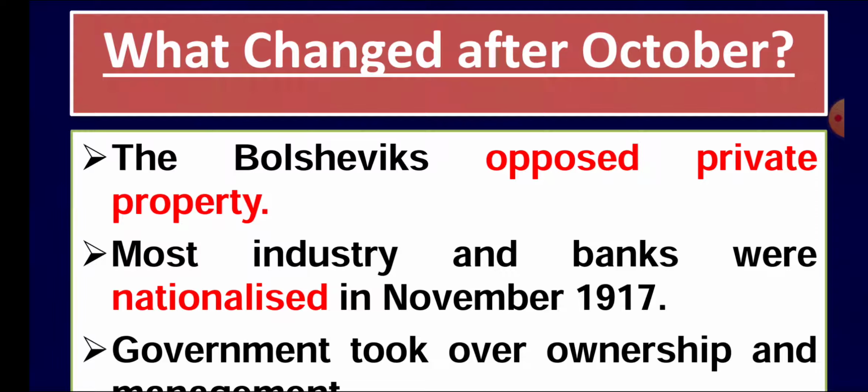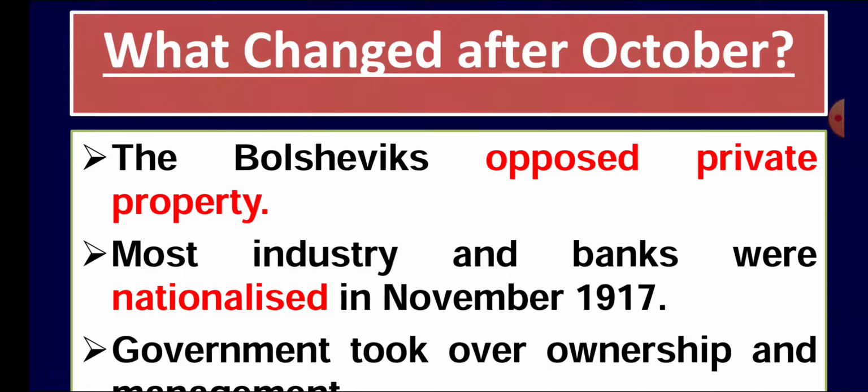Here we have one important slide. What changed after October? This is very important from the examination point of view. What were the consequences of the Russian Revolution, or what were the aftermaths of the Russian Revolution? What were the results of this October Revolution? In results, you may simply say: end of monarchy or the old regime, establishment of socialist ideas in Russia.